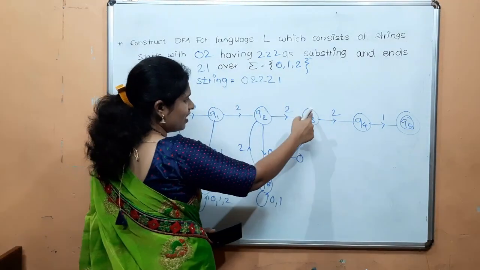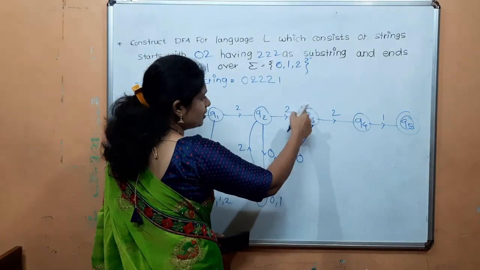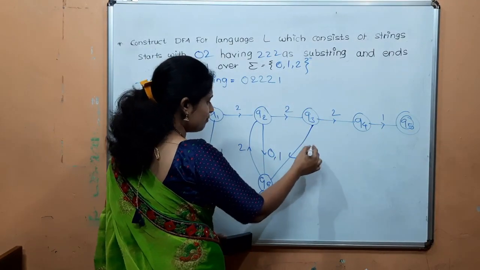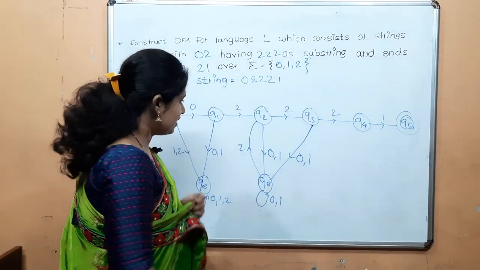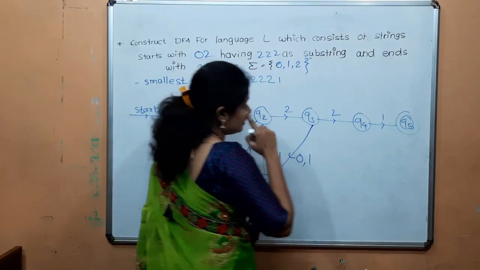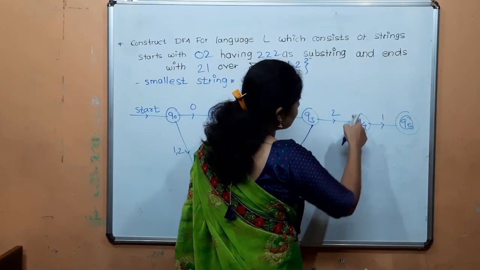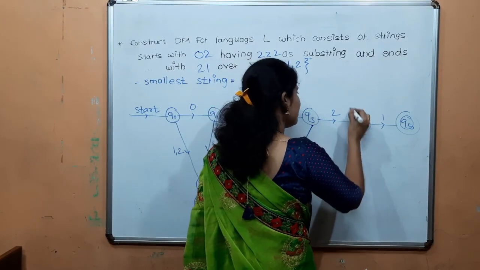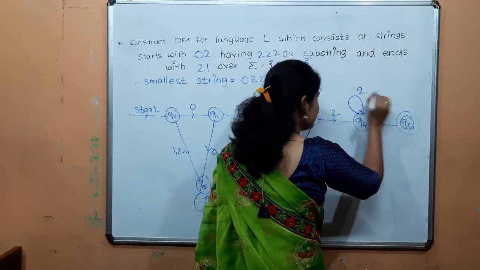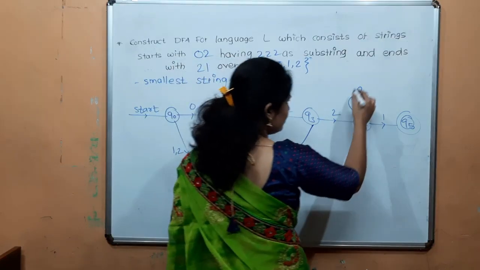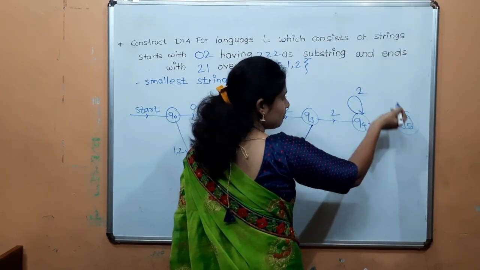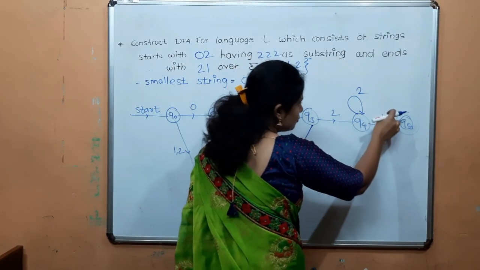Okay, after this 2, if 1 occurs, then again 1, 2, 2, 2. Okay, see, understand? Okay. Next, after this 2, if 2 occurs, we can give a self loop of 2, because the condition is that the string ends with 2, 2, 1. If enough 2s occur, we can get the condition 2, 1.